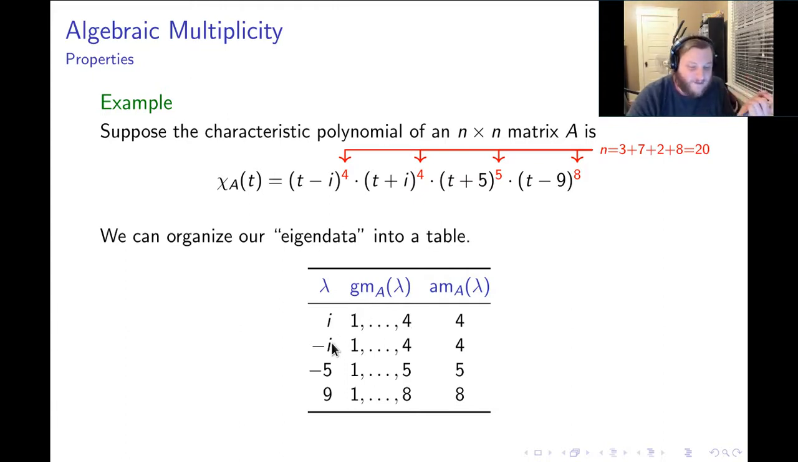Same goes for negative i. The algebraic multiplicity was 4, so the geometric multiplicity is just some number between 1 and 4. The algebraic multiplicity of negative 5 was 5 here, which means that the geometric multiplicity is just some number between 1 and 5. And the algebraic multiplicity of 9 was equal to 8, which only tells us that the geometric multiplicity is some number between 1 and 8. So we don't have enough information here to conclusively say what the geometric multiplicities are, but we do have a range of possible geometric multiplicities in this context.